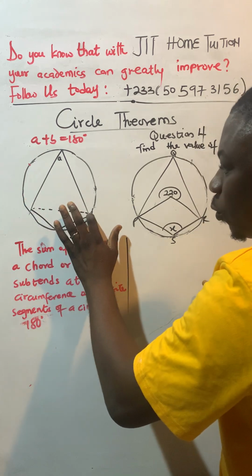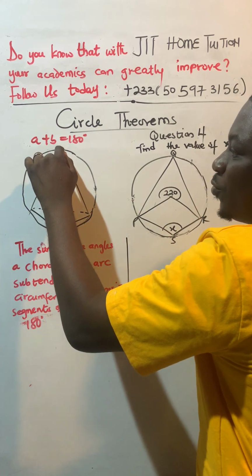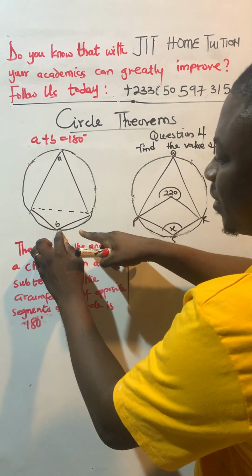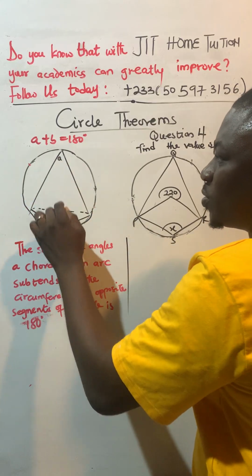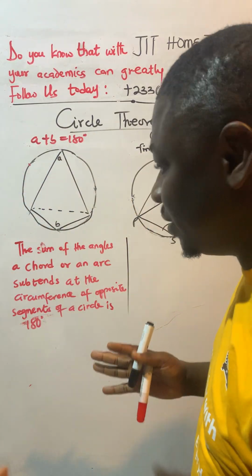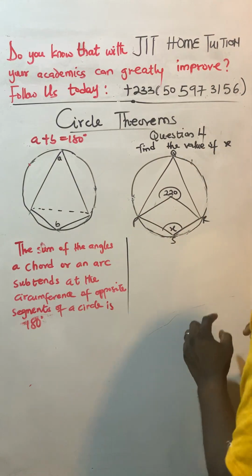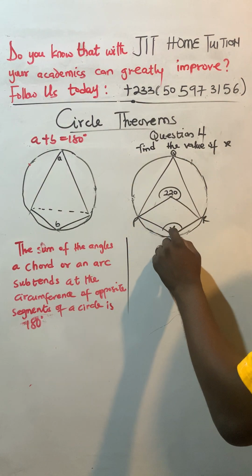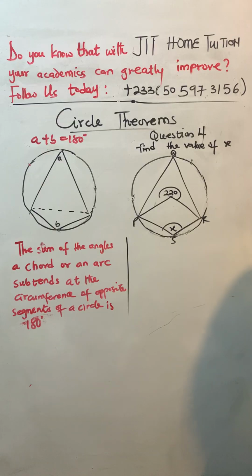So what it means, this is the chord. It subtends at the circumference here. The same chord also subtends over here. Now, because they are opposite angles, when you sum them up, it is equal to 180 degrees. Now, with this understanding, you have this question over here. They want you to find x. How do you go about with it?